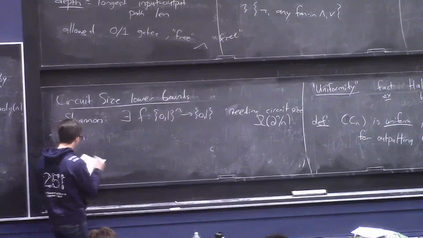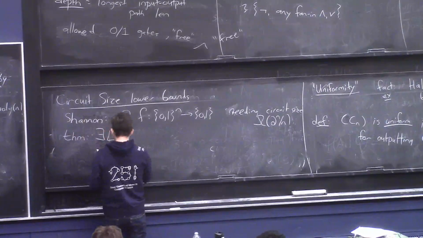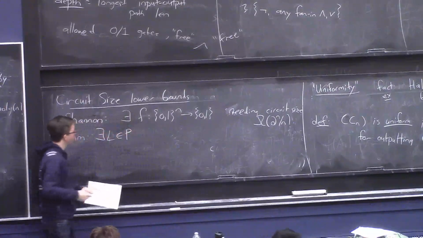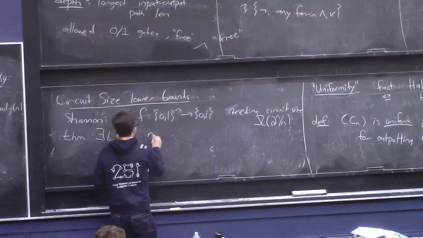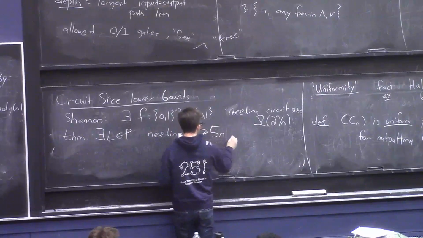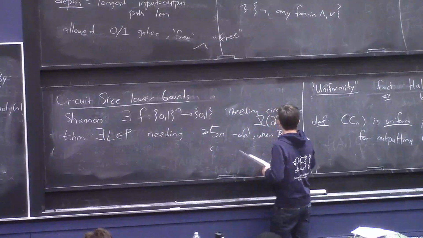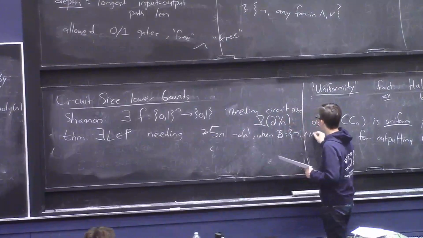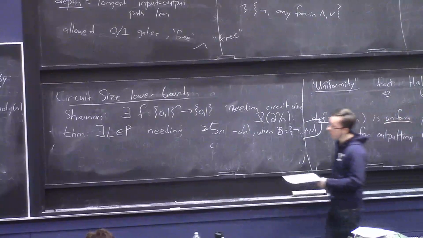This was proved by Iwama and Morizumi in 2002, building on a result of Lachish and Raz from 2001. There exists a language L, so like an explicit problem. In fact, it's even in P, so it's not like SAT or anything. Needing circuits of size 5n minus little o of n. And this is when the basis is NOT and binary AND and OR. And like that's the world record for an explicit problem, best circuit lower bound, 5 times n minus little o of n. So that goes to show that, in complexity theory, proving lower bounds is pretty hard.